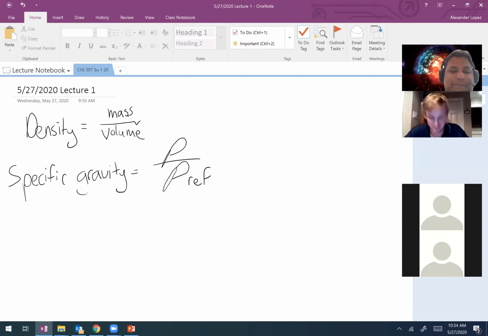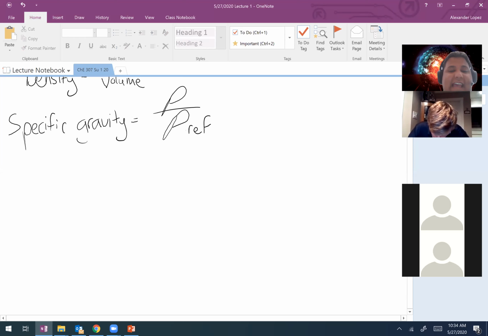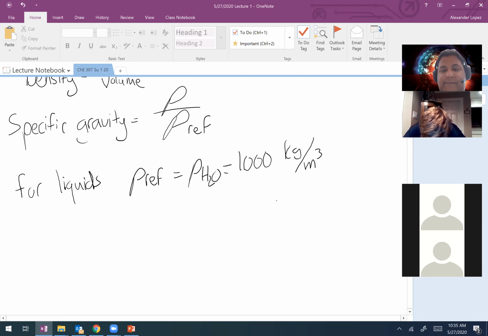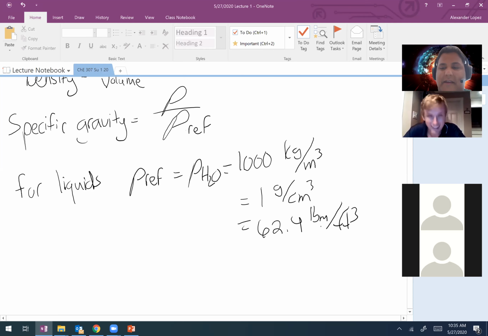When I'm considering specific gravity, I have to consider the density of a material with respect to a reference. For liquids, that reference density is water, which is 1,000 kilograms per cubic meter, or 1 gram per cubic centimeter. And for those of you that will eventually be in fluids with me, 62.4 pound mass per cubic foot, because the English are fun.